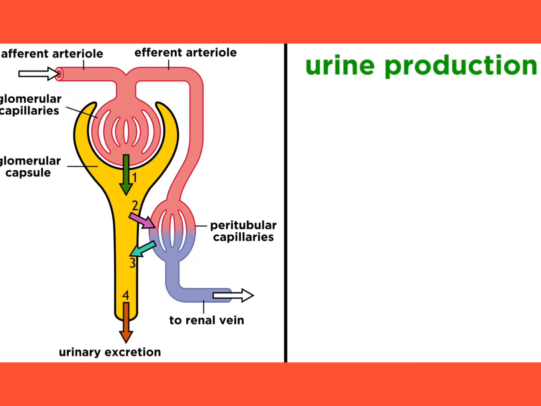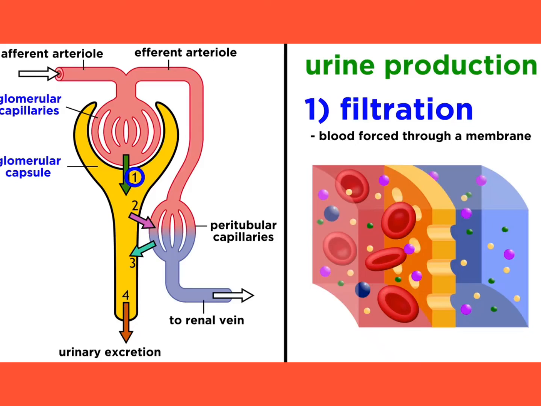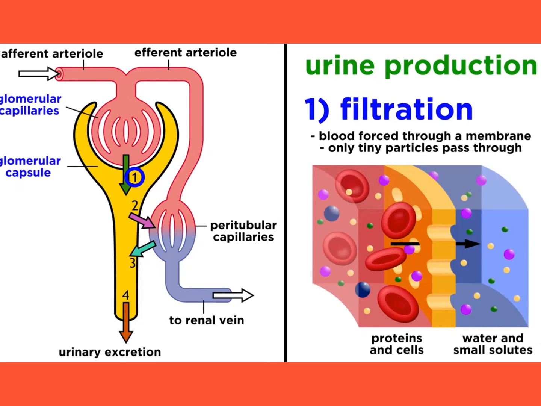So how exactly is urine produced? This is a three-step process. It begins with glomerular filtration, which takes place in the renal corpuscle. Blood is forced through a filtration membrane into the glomerular capsule. This membrane allows water and small solutes to pass through, but not proteins or anything larger, especially entire cells.